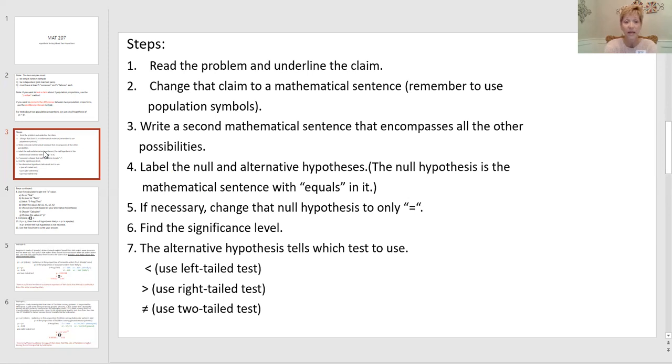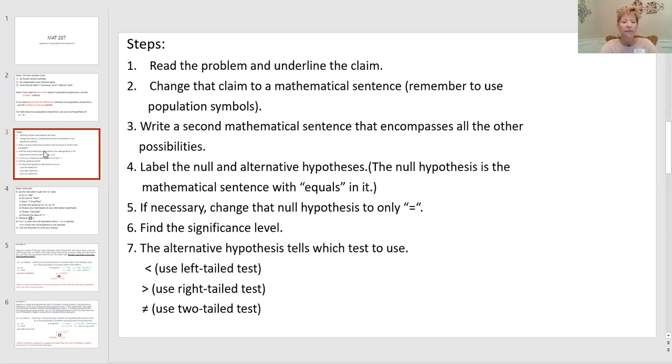Okay, now remember, step 5 is the one that's a little different. I want you then to go back and look at what you've labeled as your null and change it to just equals. Now it may just be equals and you're good, but if it says less than or equal to, I want you to change it to just equals. Or if it says greater than or equal to, I want you to change it to just equals. Then go back and reread and find your significance level. They're going to just tell you what that is. Usually your most popular ones are 0.01, 0.05, or 0.10.